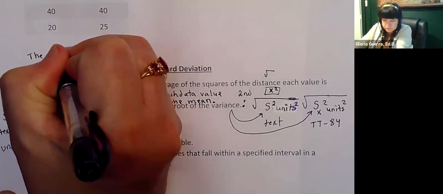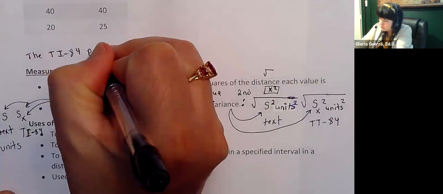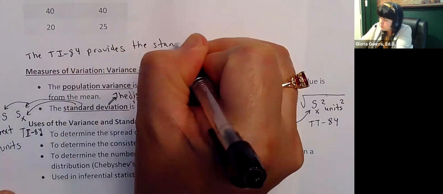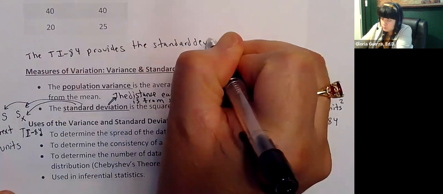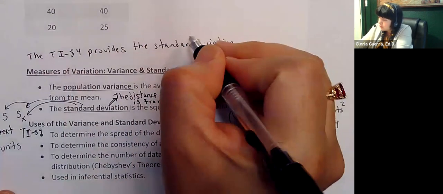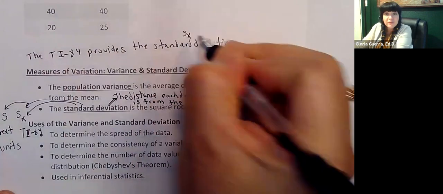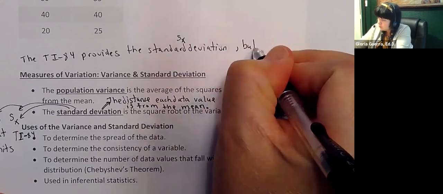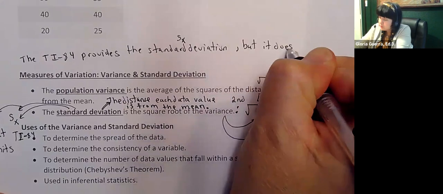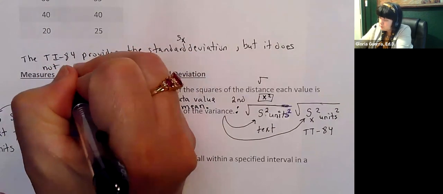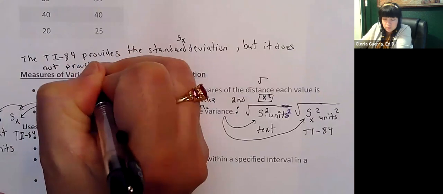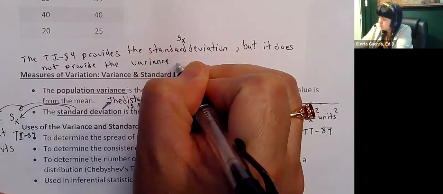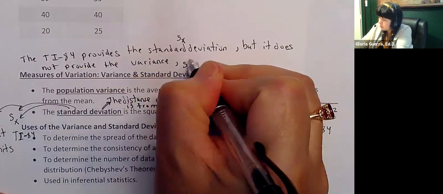So let me just write that down. The TI-84 provides the standard deviation, and remember that symbol is S sub x. That's what your TI-84 uses. But it does not provide the variance, which would be S sub x squared.